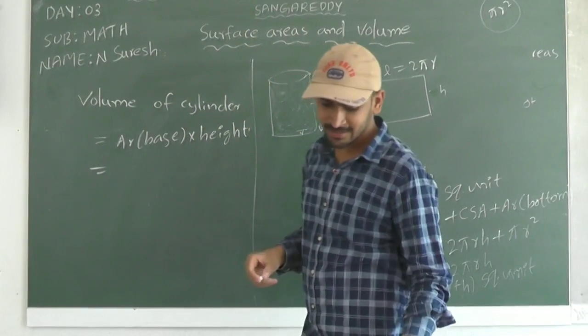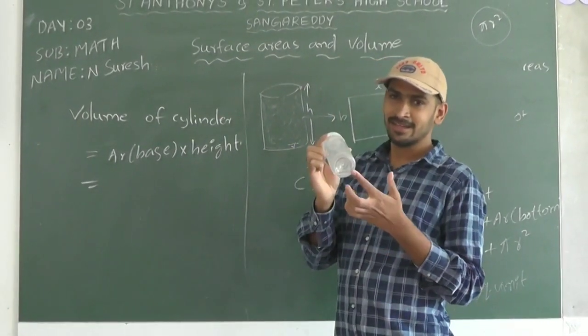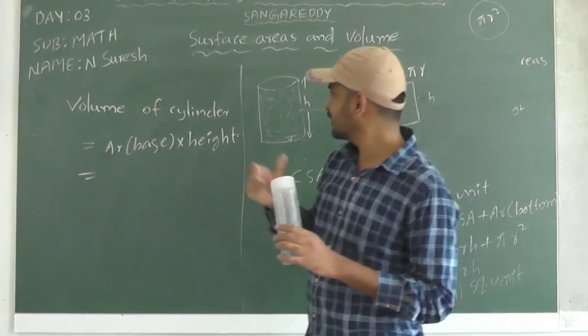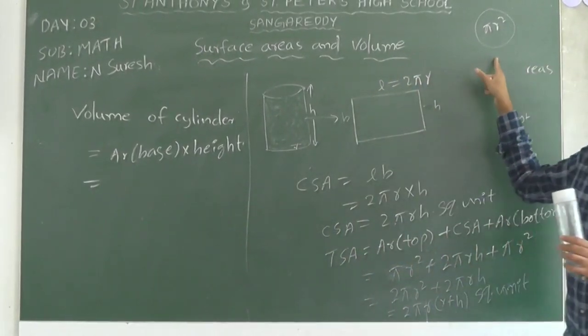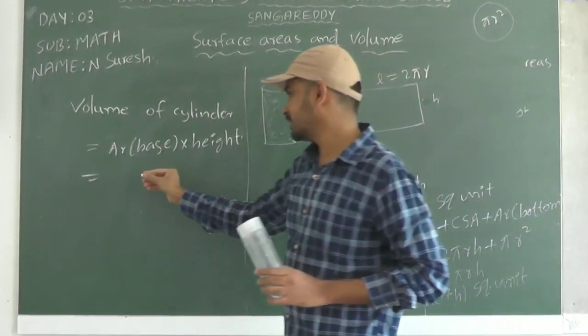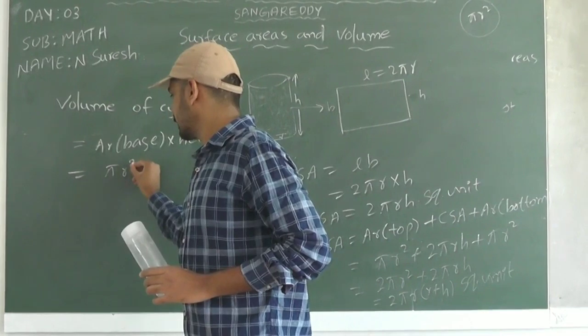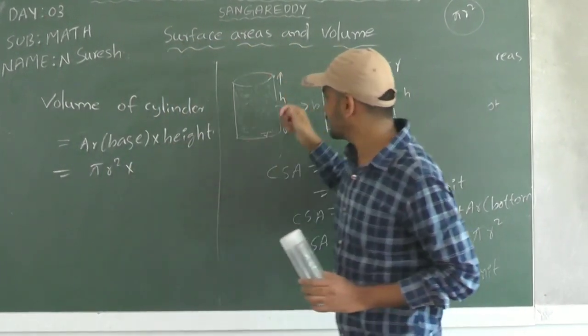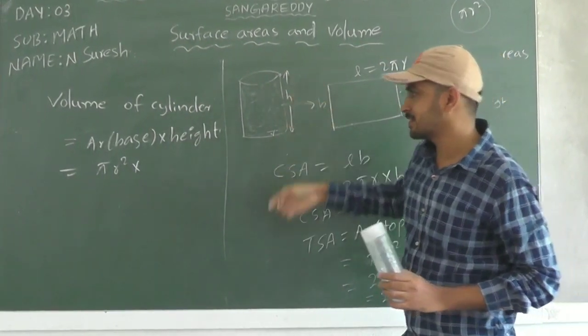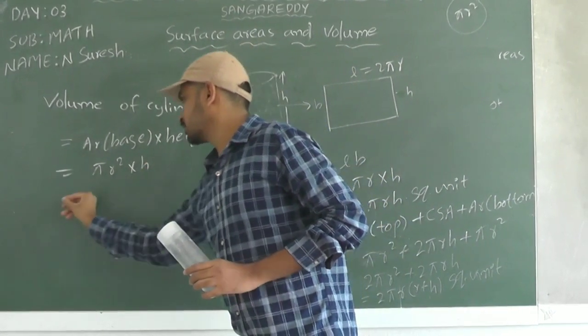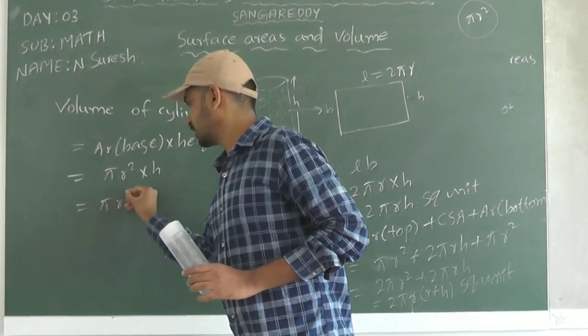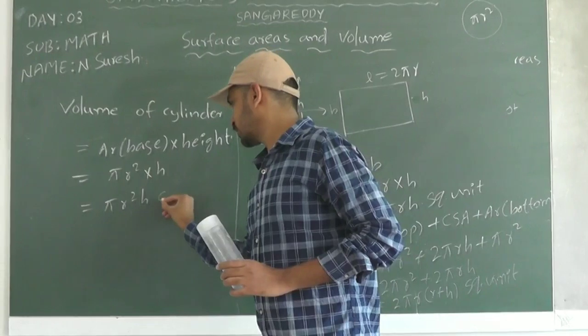So for the cylinder, what is the base? It is again a circle. The area of the circle we already know, that is πr². So πr² into height. The height of the cylinder is h. So volume is πr²h cubic units.